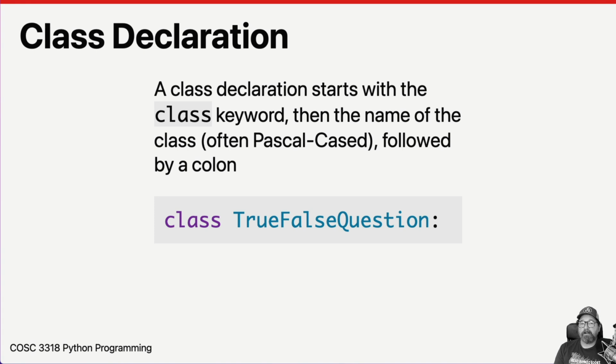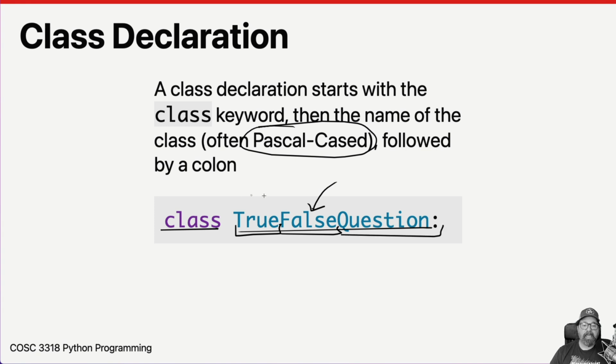The first part of any class declaration is the keyword class followed by the name of that class. So in this case, we're going to create a class, and it's going to represent our true-false question inside the quiz. You'll notice here that I say that it's Pascal cased. And what does that mean? That means if it has more than one word, each word is capitalized and the first letter is capitalized as well.